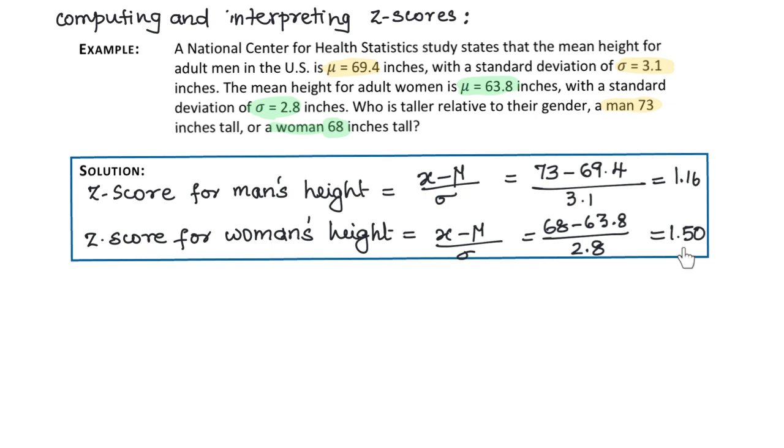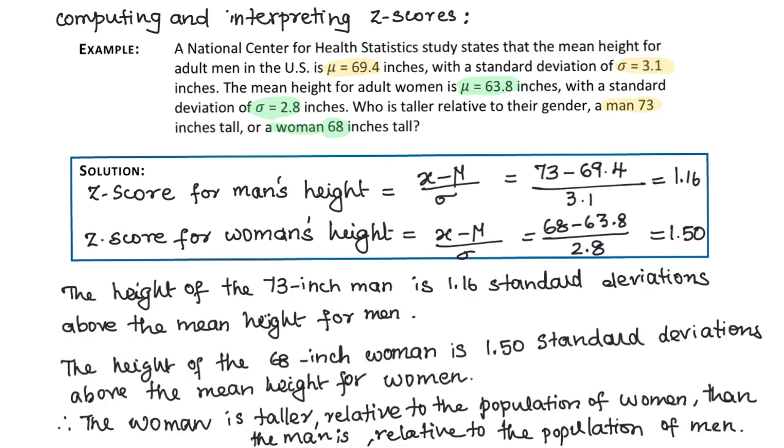So, we found the z-score for each one. Now, we need to interpret this. The height of the 73 inch man is 1.16 standard deviations above the mean height for men. The height of the 68 inch woman is 1.50 standard deviations above the mean height for women. Therefore, the woman is taller relative to the population of women than the man is relative to the population of men.